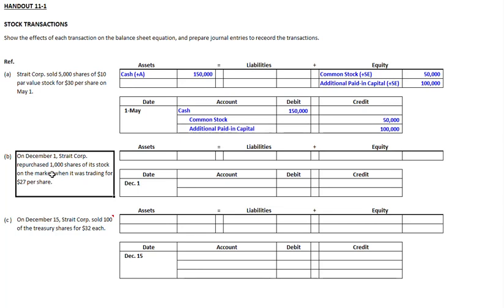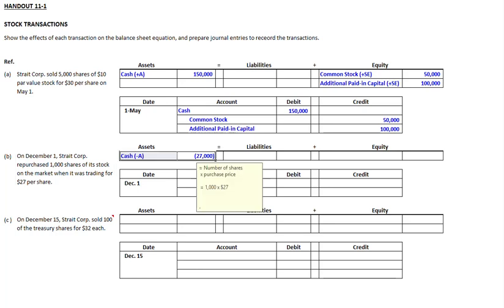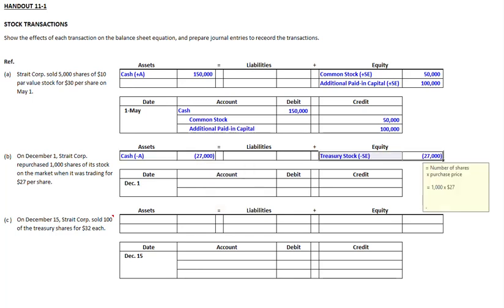Next, we're told that on December 1st, Straight Corporation repurchased 1,000 of these shares of stock on the open market when it's trading for $27 per share. So Straight will have an outflow of cash, a decrease in cash of $27,000. That's the 1,000 shares times $27 per share. And of course, accompanying that decrease in assets, we're going to have a decrease in equity.